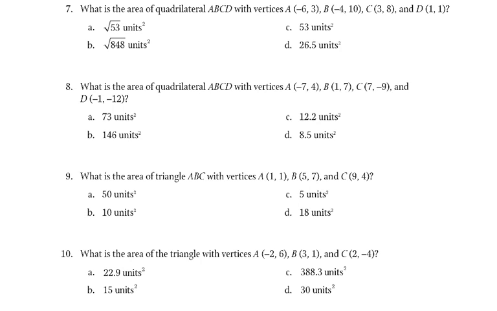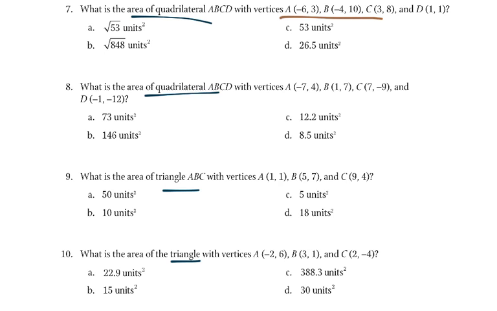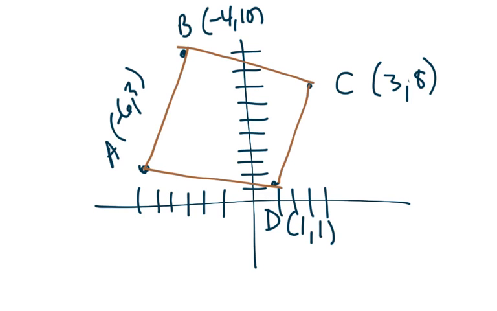Alright, so this is part 2. So we're going to pick up where we left off with finding the area of quadrilaterals and triangles on the coordinate plane. Alright, so here we go with number 7. Quadrilateral with these vertices. So let's graph that and see what we got. So it should look like this.